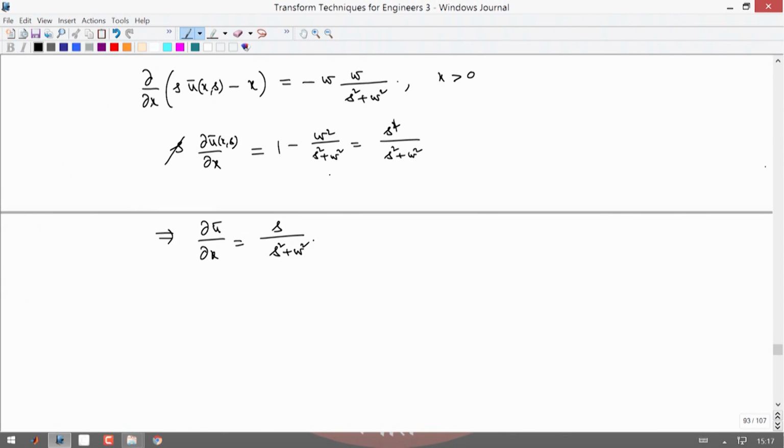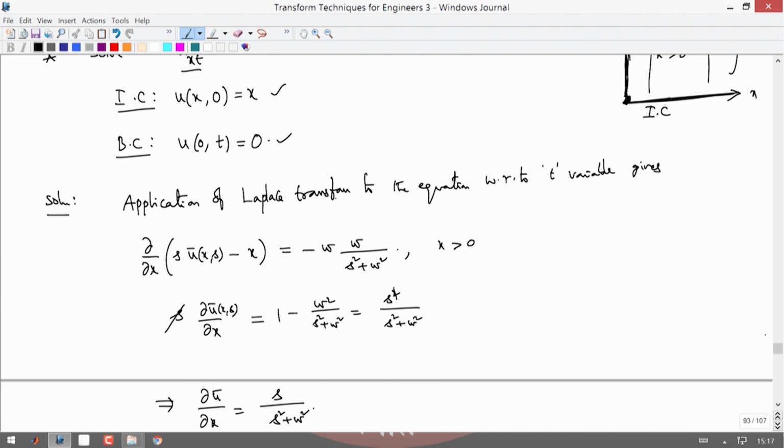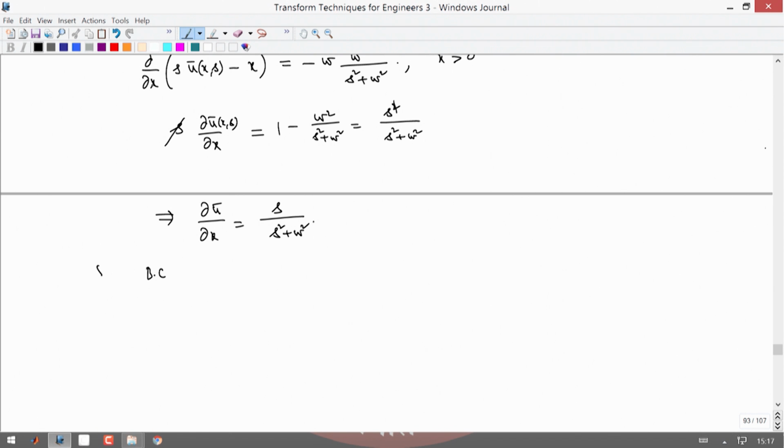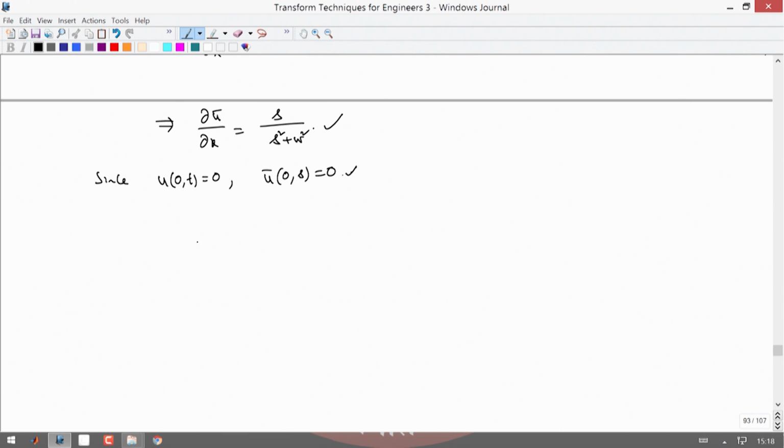So, if you solve this and use the boundary condition. Since u at (0,t) is 0, ū(0,s) is also 0, because you can take the Laplace transform of this. So, you solve this equation with this condition at x equal to 0. So, you get ū(x,s) is simply the integral of this, that is x s by s² plus ω², that is constant, and you have x plus some constant c, where c is constant.